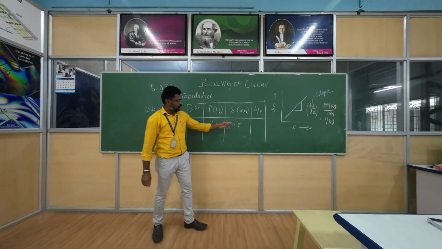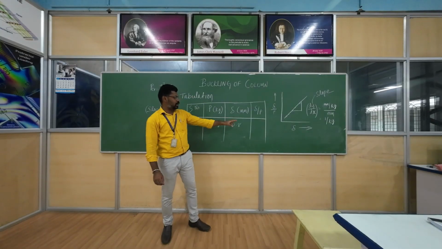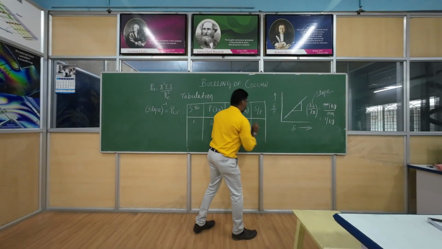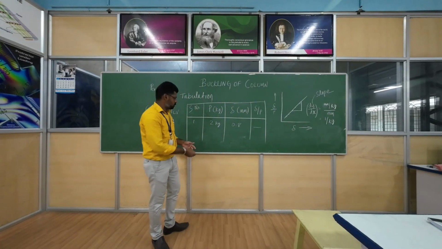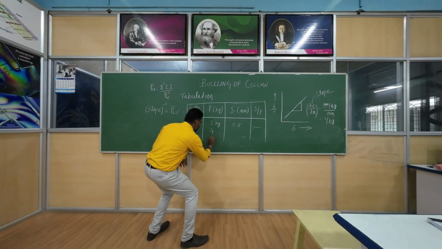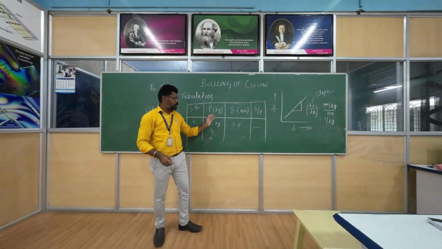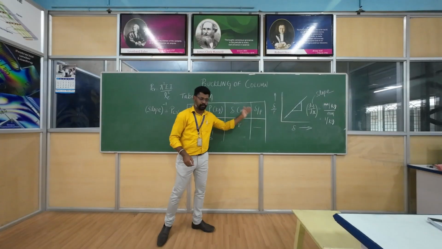Then you take down the delta by P, that is 0.8 by 2 kg. You take down the value. Similarly, you can do it for several loads. You can increase the load to 4 kg, again 6 kg, like that. You can have so many loads. Now for each load you have the deflection and also delta by P.